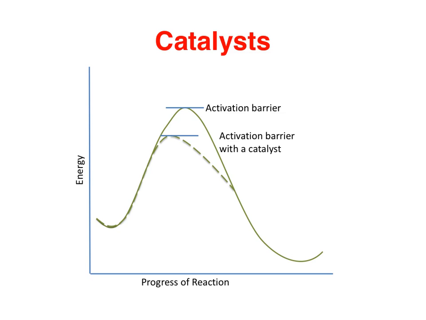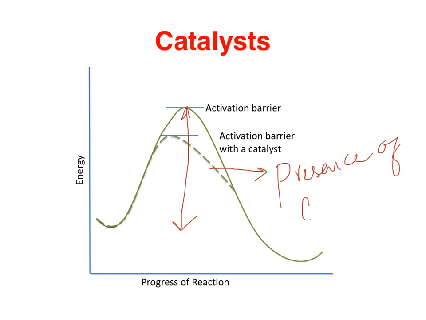What does a catalyst do? If this is the energy barrier, if this is the activation energy, what a catalyst does is it lowers that barrier. If you notice, this is the reaction in the presence of catalyst. And what this catalyst does is it lowers the energy barrier. So previously this was the energy barrier, and now this will be the energy barrier. So a catalyst influences the rate of reaction by lowering the activation energy.